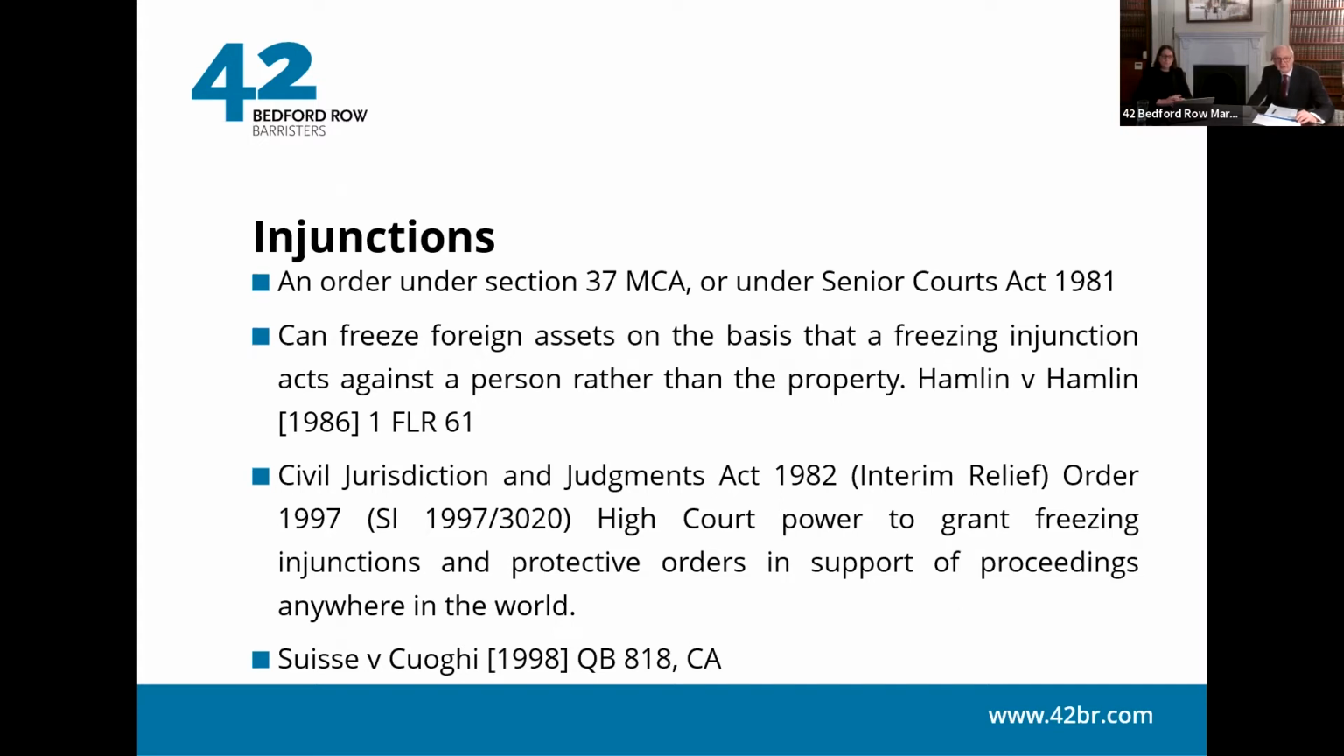And that's a power which is probably best used, because if one goes into the High Court power to grant freezing injunctions under the Civil Jurisdiction and Judgments Act 1982 and the Interim Relief Order 1997, you're into having things like the party applying for the injunction having to give an indemnity for damages, and of course identifying lots of individuals who may have to be served with the injunction. So the Section 37 procedure is simpler. Don't forget that to apply for a Section 37 order, you have to have proceedings underway.